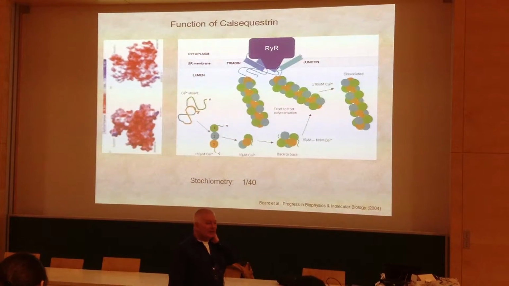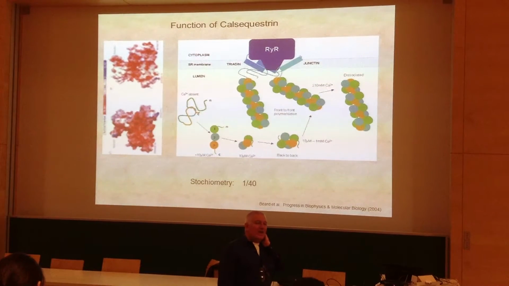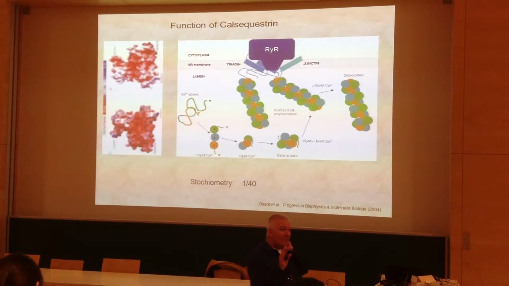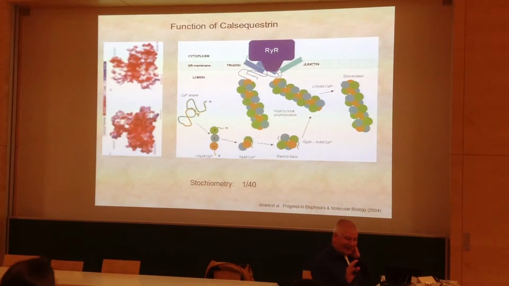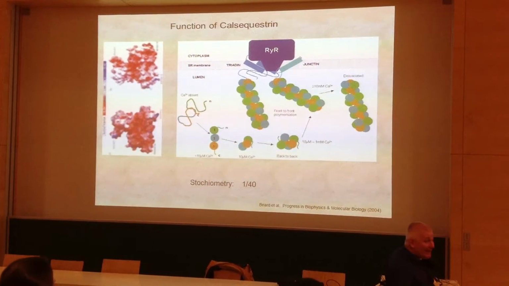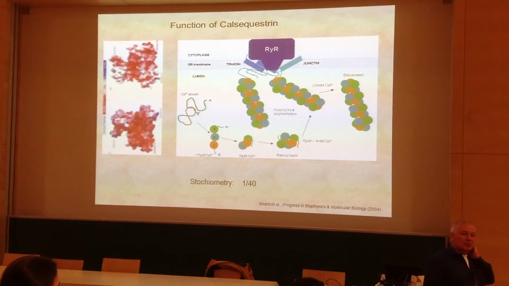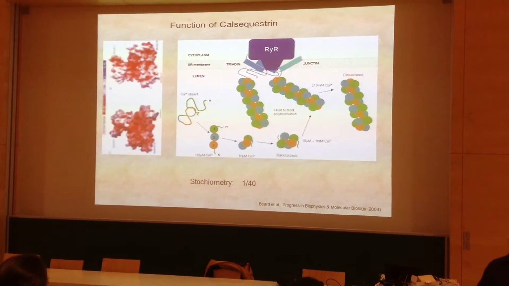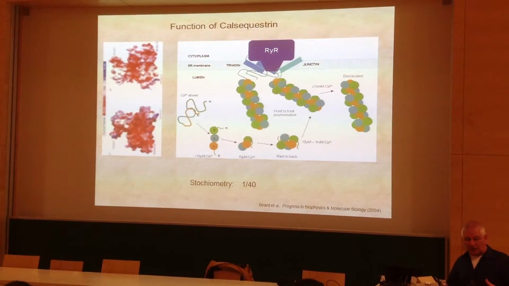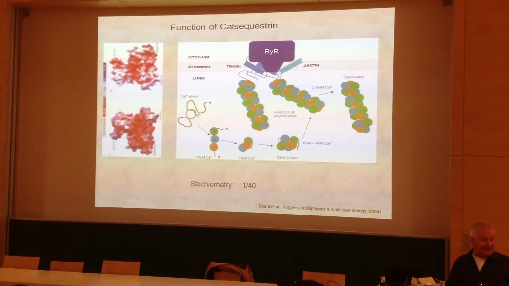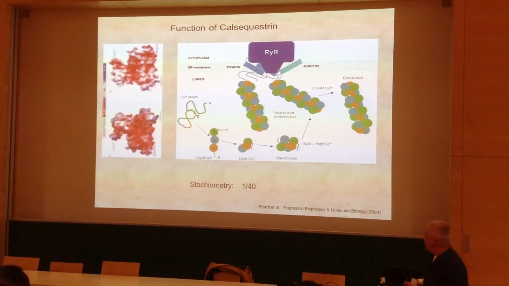The stoichiometry is extremely high, roughly 40 calcium ion bonds to every calcium molecule, but it also explains why the free calcium concentration in the sarcoplasmic reticulum is not high. So the sarcoplasmic reticulum can store large quantities of calcium without having extremely high concentration, because the majority of the calcium is bound to this protein.